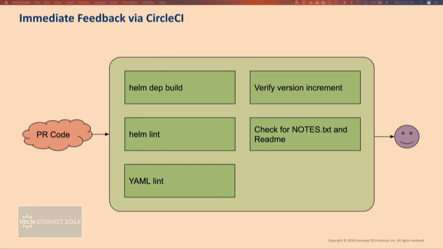And so this was the first set we came up with, right? We can do a dep build to look at all the dependencies of a chart and make sure it actually builds. We can lint it and make sure it passes linting. We can do YAML linting to make sure all the indentation's right, you have the new line at the end of a file, things like that. You follow a certain formatting. We can verify you've incremented a version.